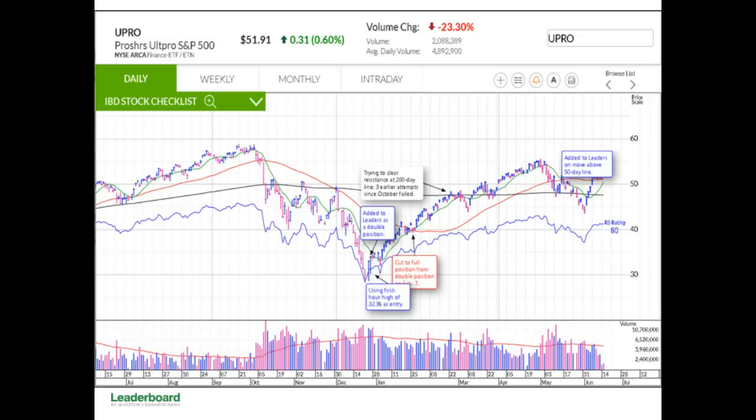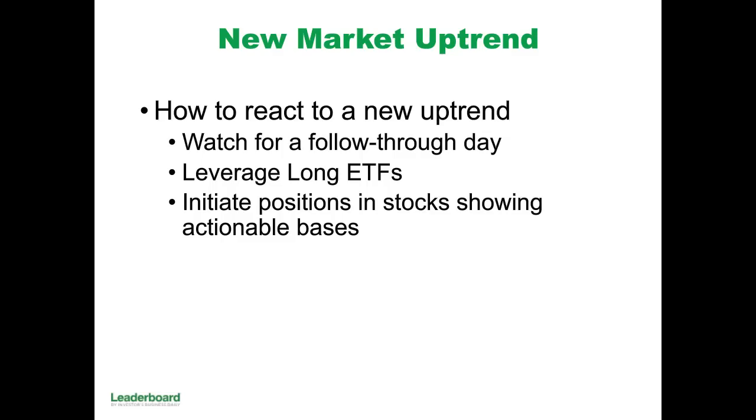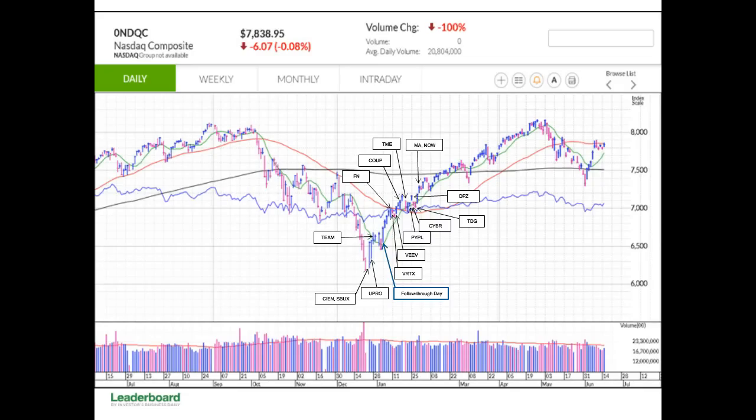Step 3, to initiate positions in stocks showing actionable bases. And this is what Leaderboard's all about, right, Ken? Yeah, this was really exciting. Again, we had reason to believe that the follow-through day was going to work. I mean, we didn't know for sure, but it was definitely a really strong showing for the NASDAQ.